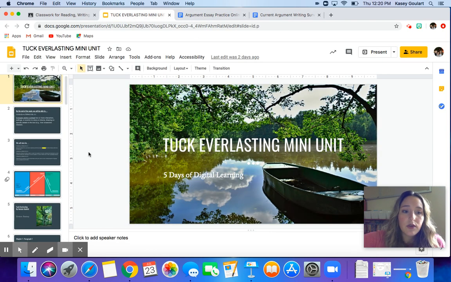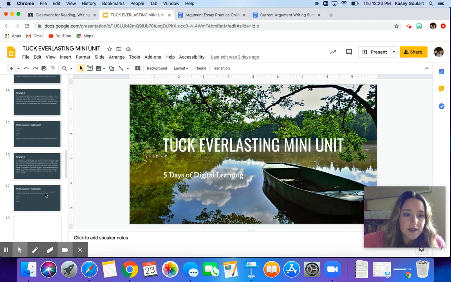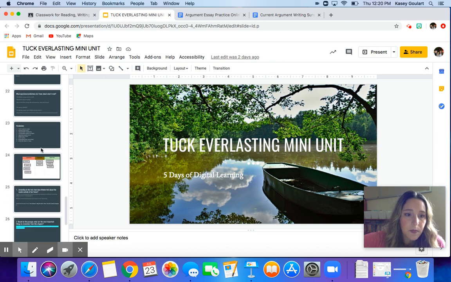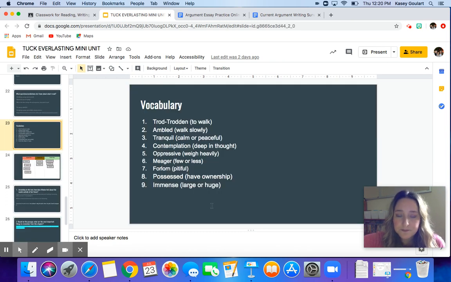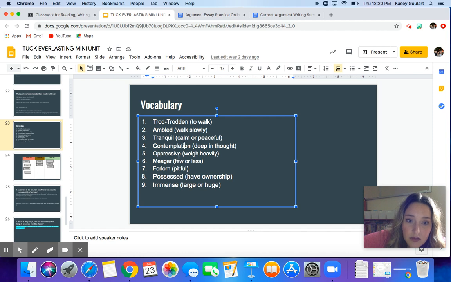So I'm going to scroll, you don't have to, to the vocabulary slide. Right here, slide 23. Trot, to walk; amble, to walk slowly. I don't think we'll use those, right? We're not really talking about walking in this essay, so we may not be able to use them. But I do think contemplation, tranquil, oppressive, forlorn, meager, possess, and immense. Yeah, I think we could probably use those. So we're going to practice that. Deep in thought would be good.